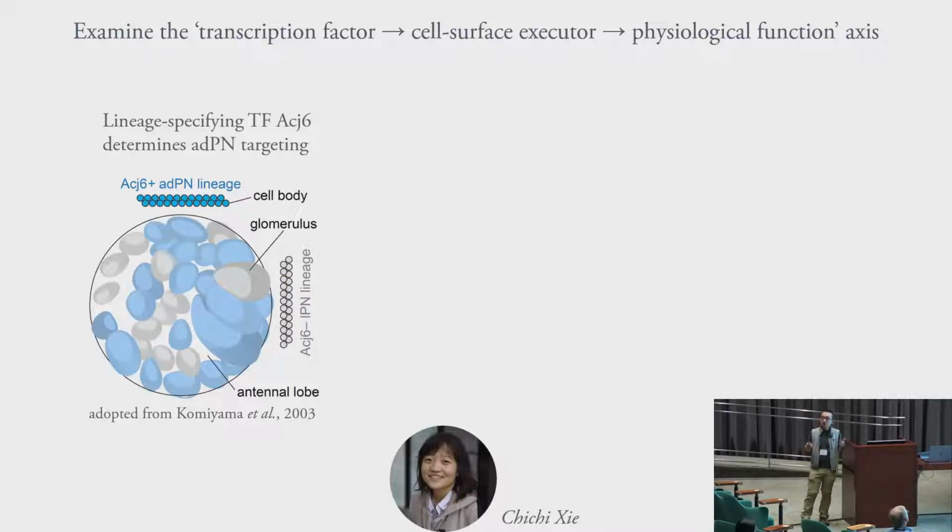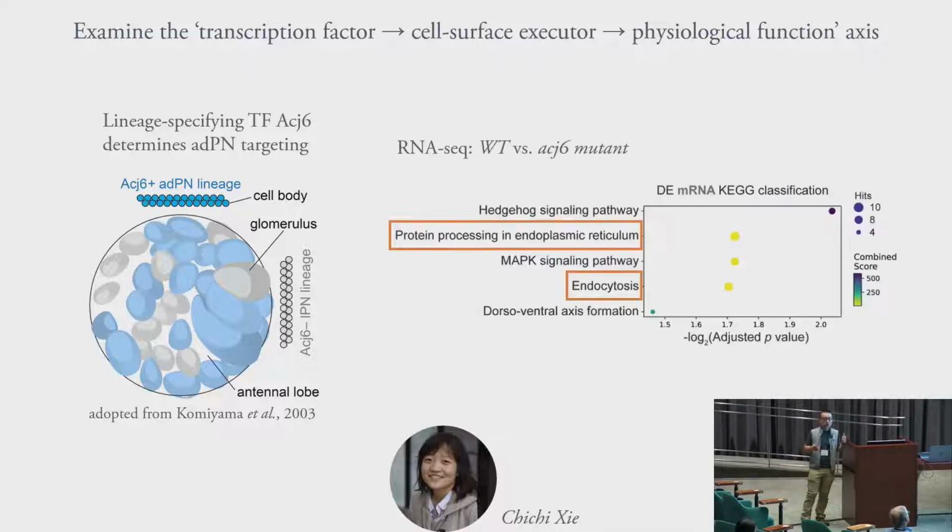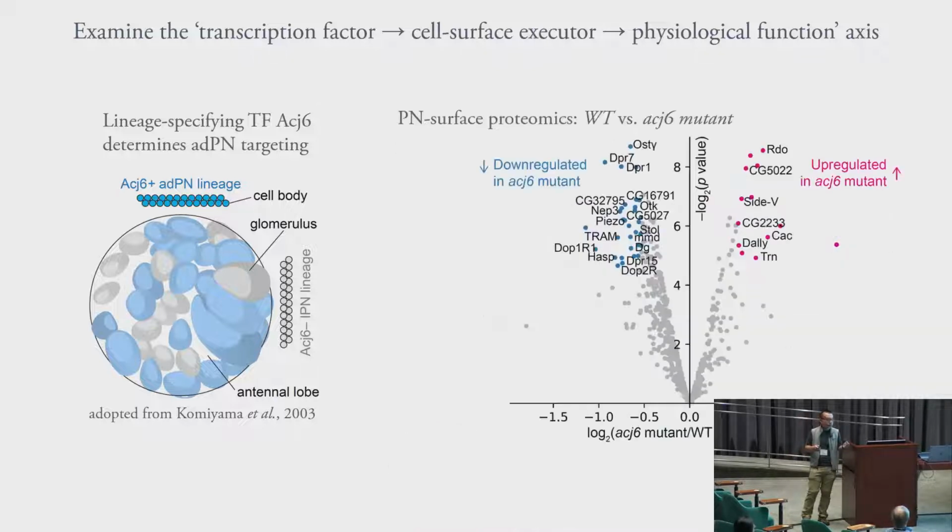But Acj6 never goes to the membrane. Its wiring decisions must be executed by downstream cell surface proteins. Considering that it's a transcription factor, we originally thought that we could just do RNA sequencing, then we'd find the downstream targets. And it turns out, among the 5 top regulated pathways by Acj6, one is ER protein processing, and the other one is endocytosis. Thus, besides direct transcriptional regulation of cell surface proteins, Acj6 can change the cell surface protein composition and dynamics through these indirect pathways, which could not be captured by RNA sequencing. We have to look at cell surface proteins directly.